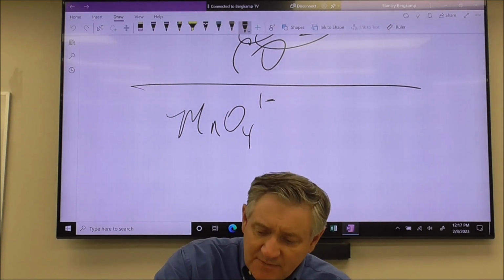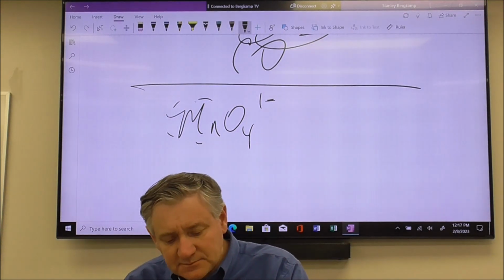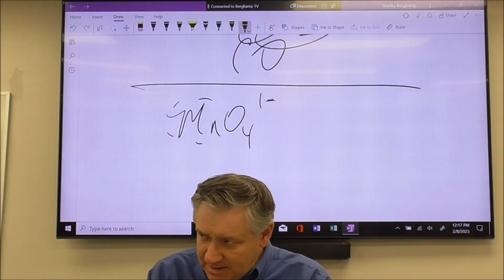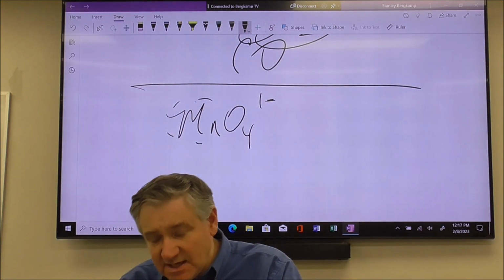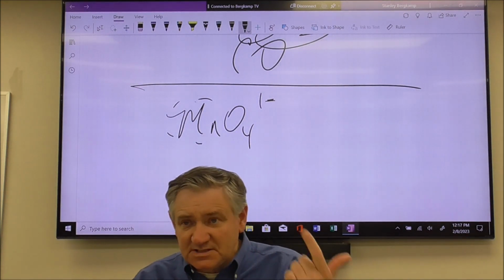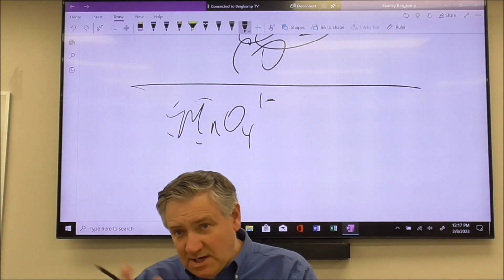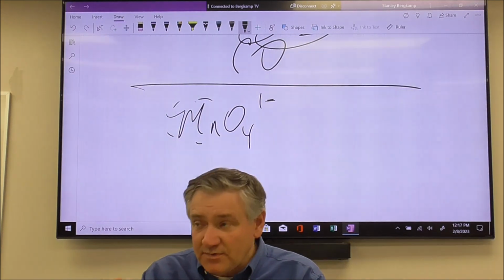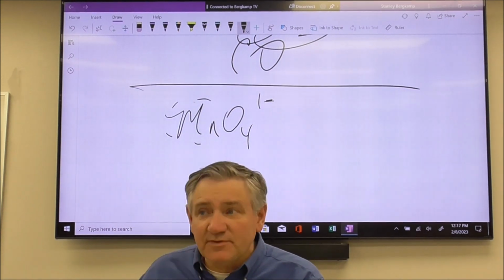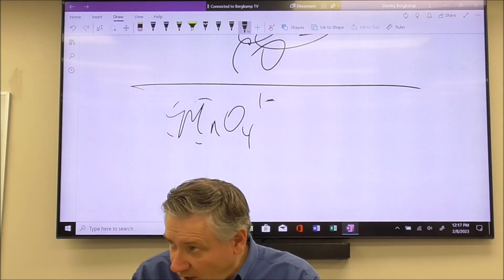So we need to figure out the oxidation state of manganese. Now, if there's ever an element on the periodic table that has an identity crisis in terms of its oxidation states, it's manganese. Because literally, manganese can be +7, +6, +5, +4, +3, all the way down to +2. So depending upon what manganese is bonding with, you can have completely different oxidation states.